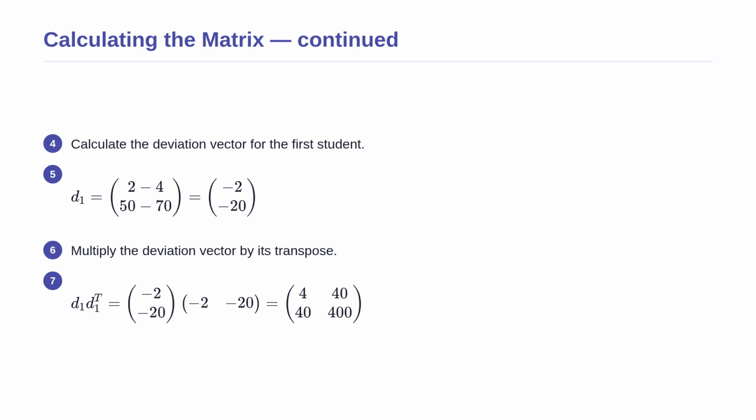Next, we multiply the first student's deviation vector by its transpose. This creates a mini matrix just for the first student. The top left number is the squared deviation for hours, the bottom right is the squared deviation for scores, and the off diagonals represent the cross product of hours and scores. We are building the pieces of our final matrix one student at a time.